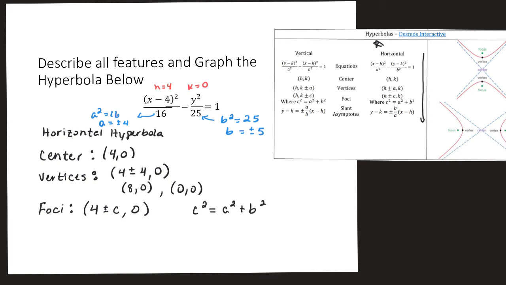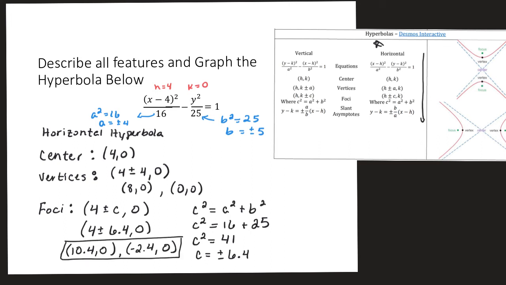And we have our A and B value. So A squared, 4 is my A value, so A squared is 16, plus my B squared value, 25, and that's equal to C squared. Pause the video and see if you can solve for C here on your own, and then find your foci. Okay, pause the video and check your work.